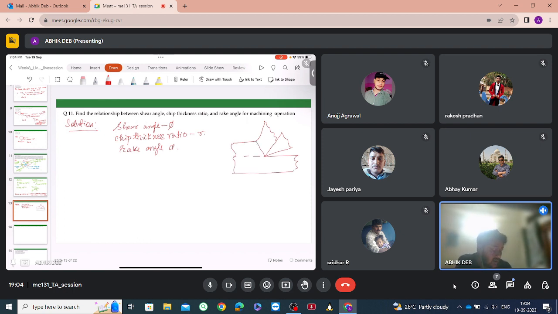If we have a schematic diagram of the machining operation here, which one will be the rake angle? Can you tell me which one will be the rake angle?